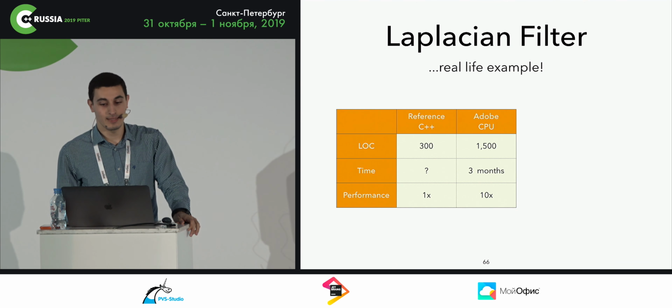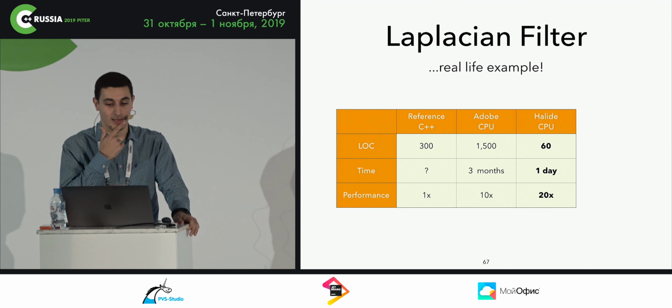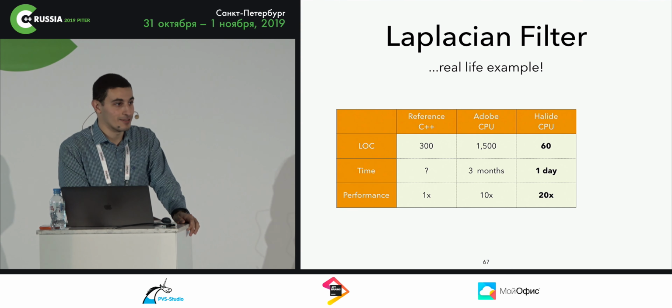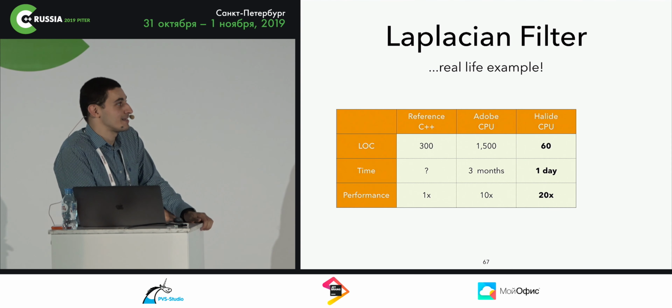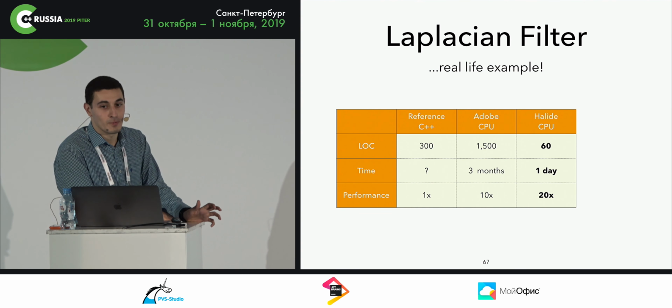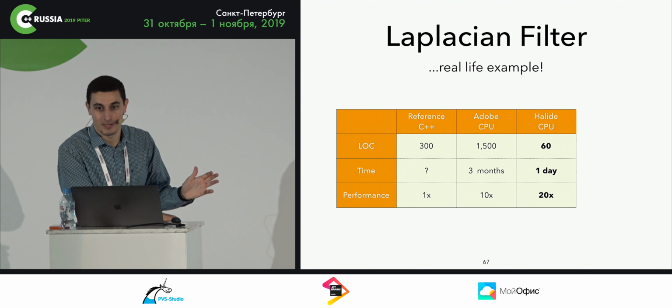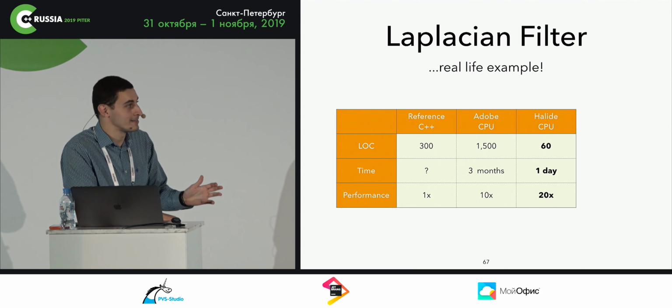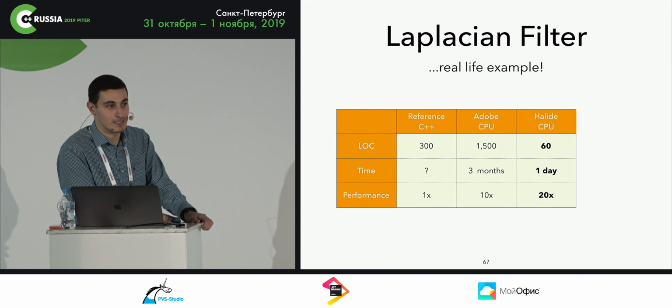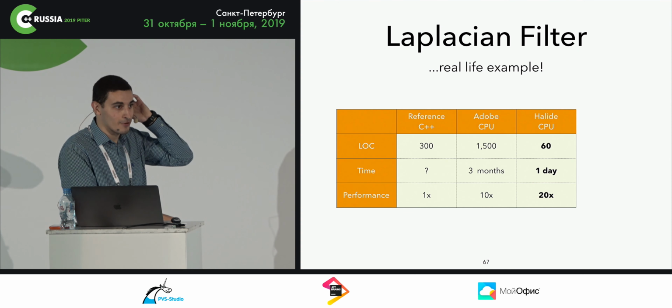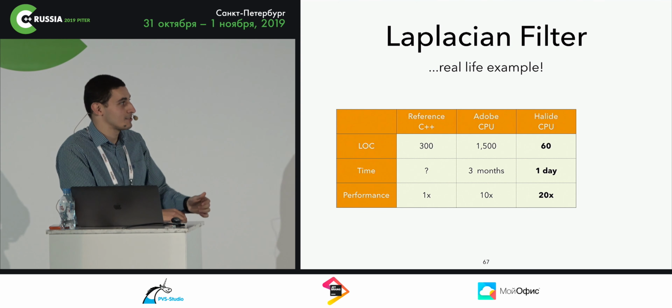Can it be better than that? Well, it can be better with Halide. The final result for Halide was 60 lines of code, so it's 5 times smaller than the original one. It took 1 day of a junior intern instead of 3 months of a senior developer's work to design the implementation for Halide. And the result was 20 times faster than the original and 2 times faster than the fast SIMD-oriented implementation that was designed in Adobe.